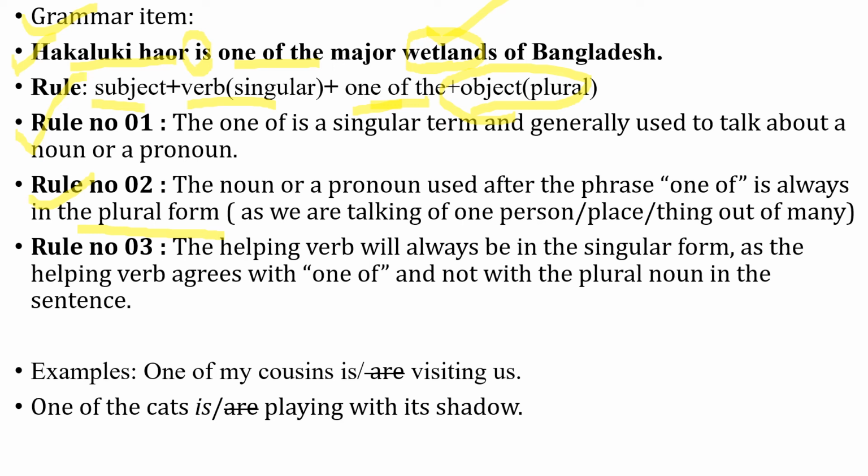And rule 3: the helping verb will always be in the singular form. The helping verb agrees with one of and not with the plural noun in the sentence. So the helping verb agrees with the singular form, that is with one of, not with the whole group. For example, one of my cousins is or are inviting us? The answer here will be is.